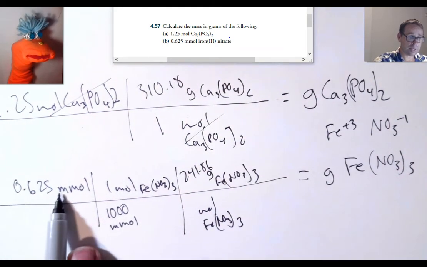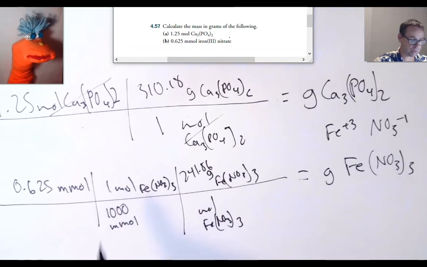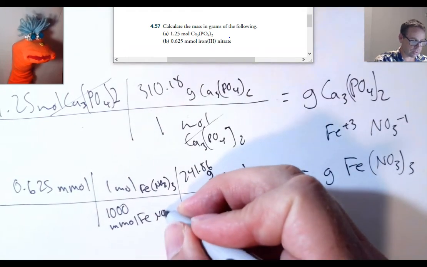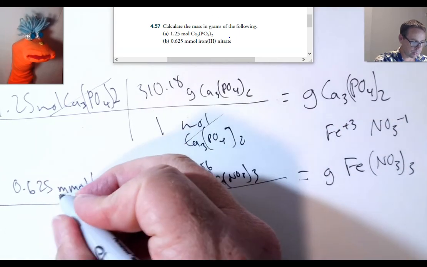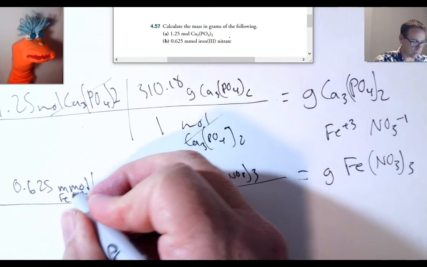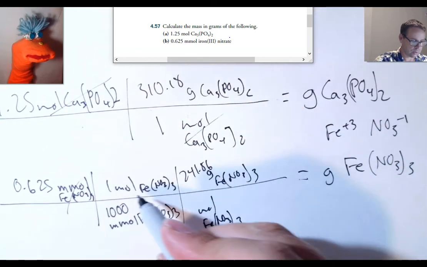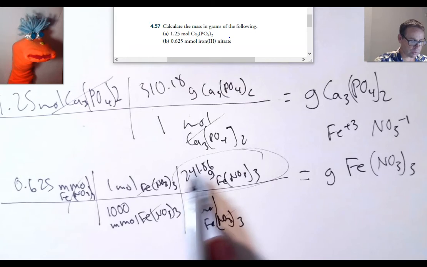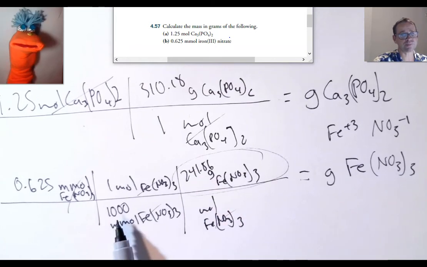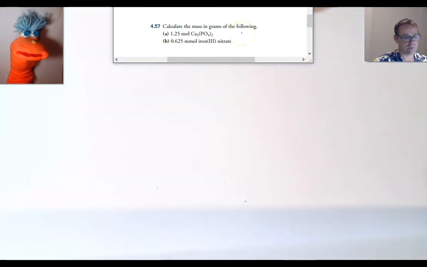All right. I did have to go from millimoles to moles, right? Again, this is iron nitrate. Okay, so millimoles of iron nitrate over here cancels out. Moles cancels out. I'm left in grams. So 0.625 times 241.86 divided by 1,000. Okay, good.